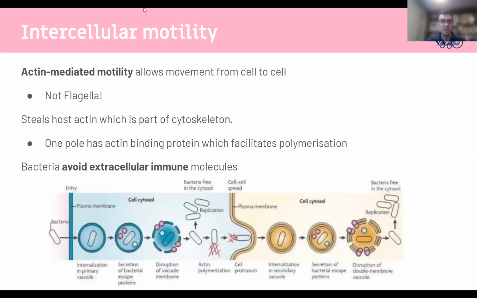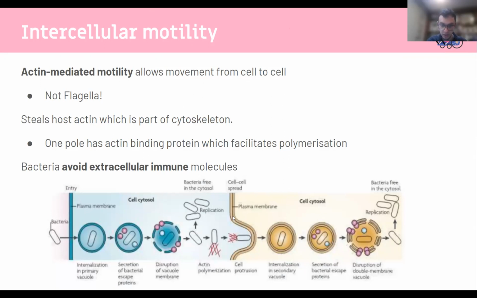There's something called intracellular motility. This is how the bacteria actually move from cell to cell. So it's an actin-mediated motility that allows movement from cell to cell. It's not like the flagellum microtubules. It's actin mediated, and it steals host actin, which is part of our cytoskeleton. And on one pole, it has binding proteins, which facilitate polymerization, which allows it to move. And they avoid extracellular immune molecules because they stay intracellular.